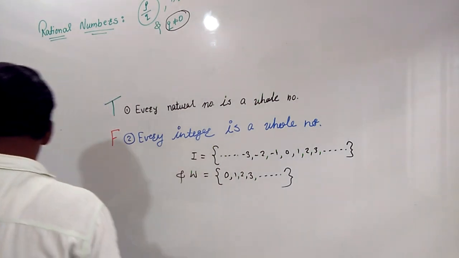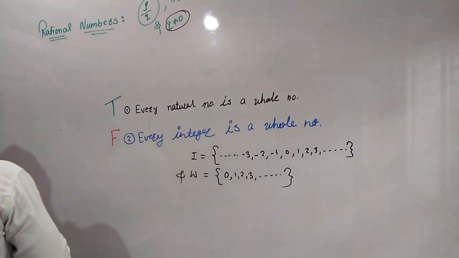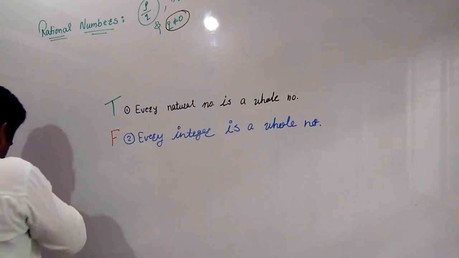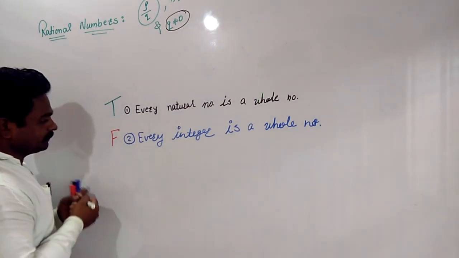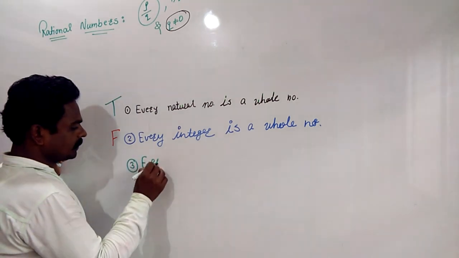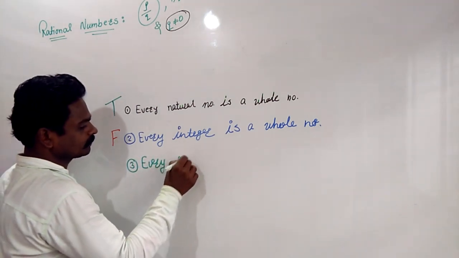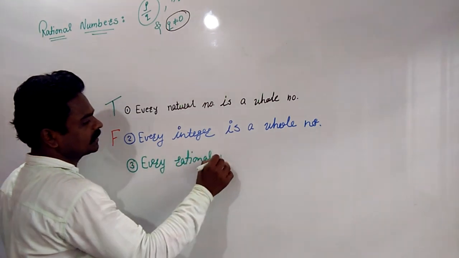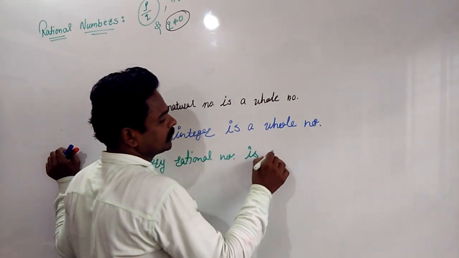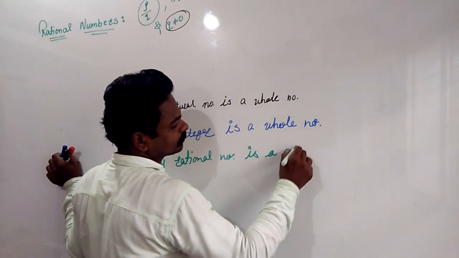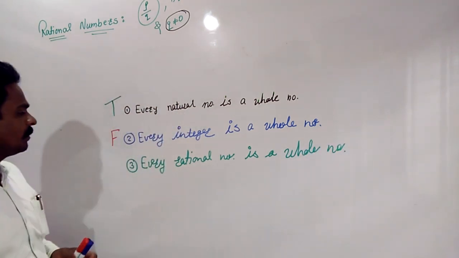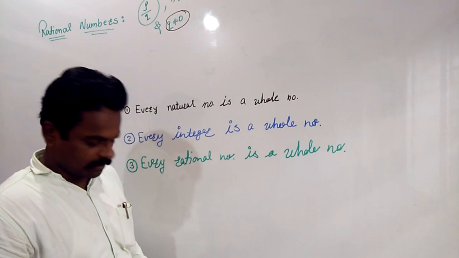Now the third and very last one: every rational number is a whole number. Every rational number is a whole number. Okay, no problem.